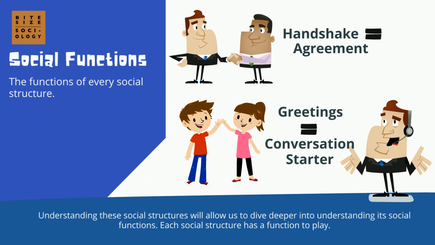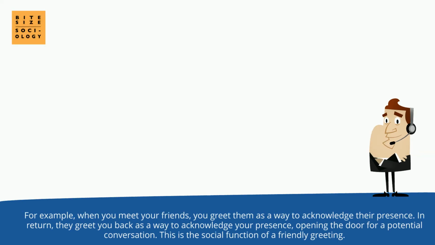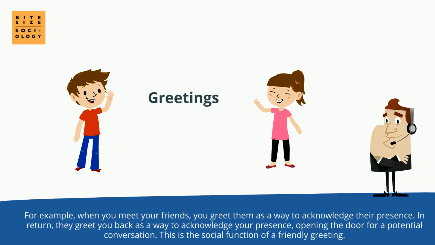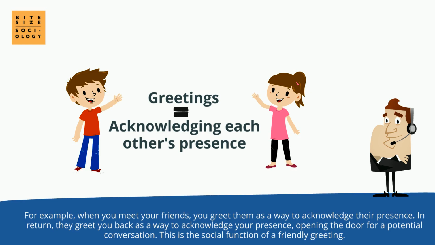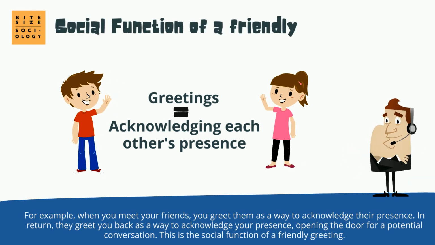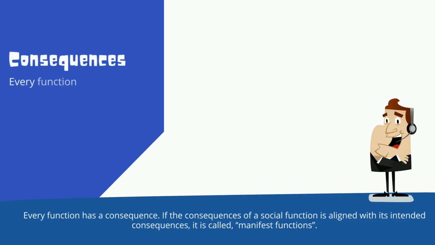Each social structure has a function to play. For example, when you meet your friends, you greet them as a way to acknowledge their presence. In return, they greet you back as a way to acknowledge your presence, opening the door for a potential conversation. This is the social function of a friendly greeting. Every function has a consequence.